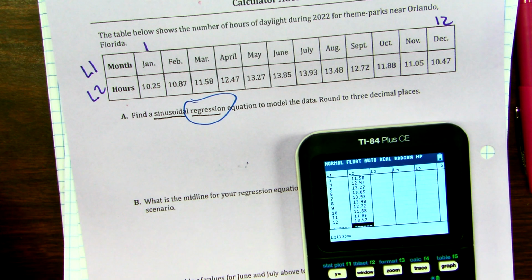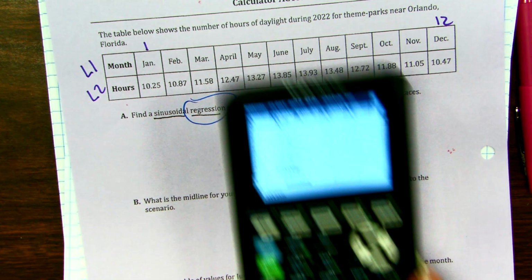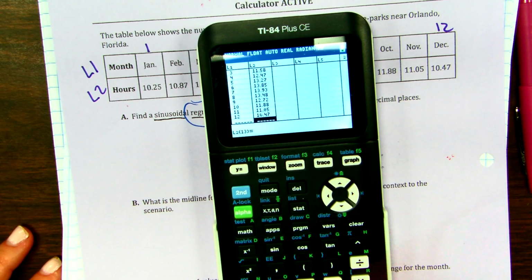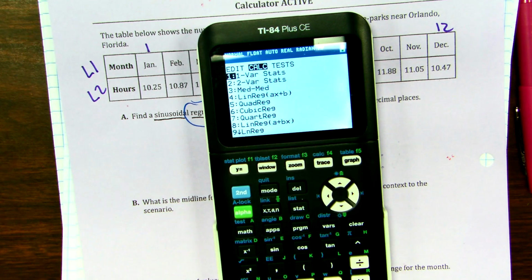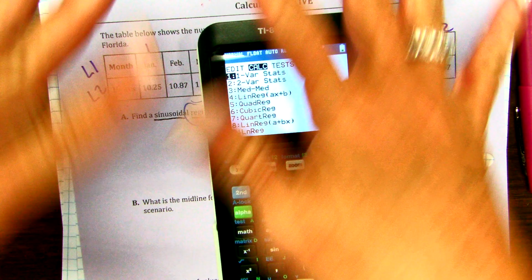Where do we go next? Muscle memory. Where do we always go right after we type all those in? Not calc. Stat again, then over to calc. And this is the only new part. Which one are we using? We've done a whole bunch of them in here.